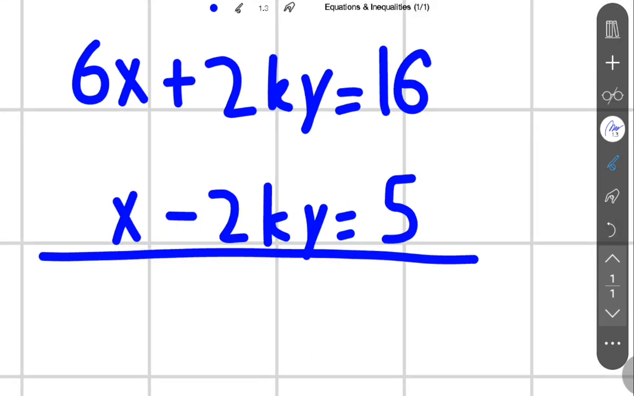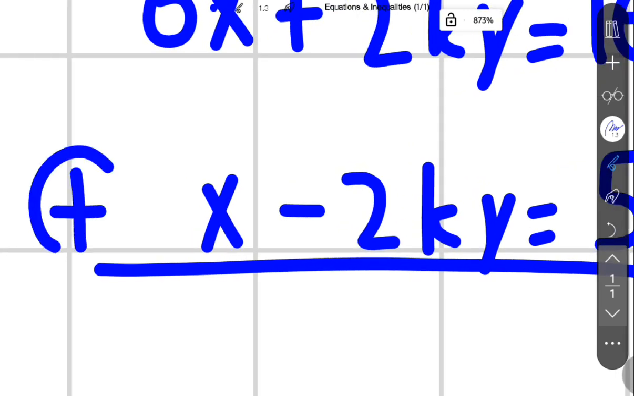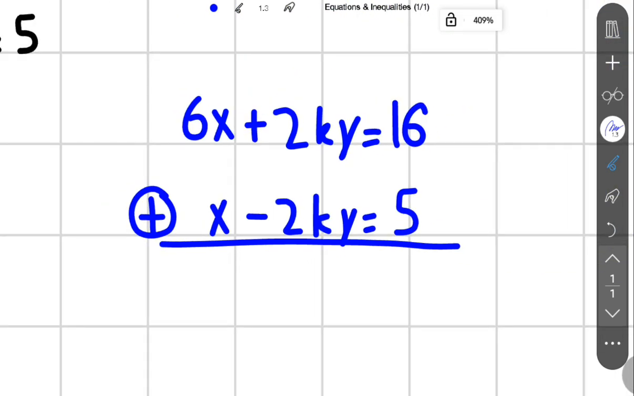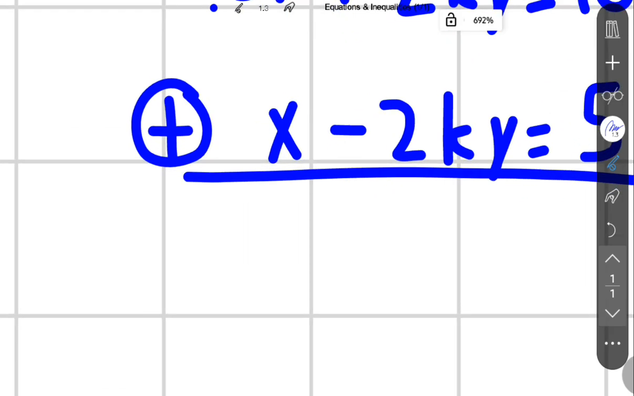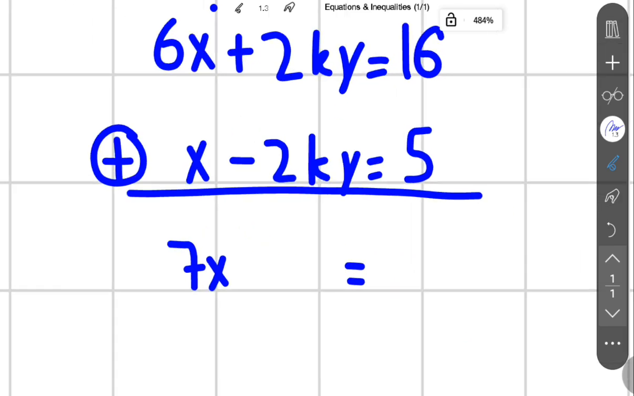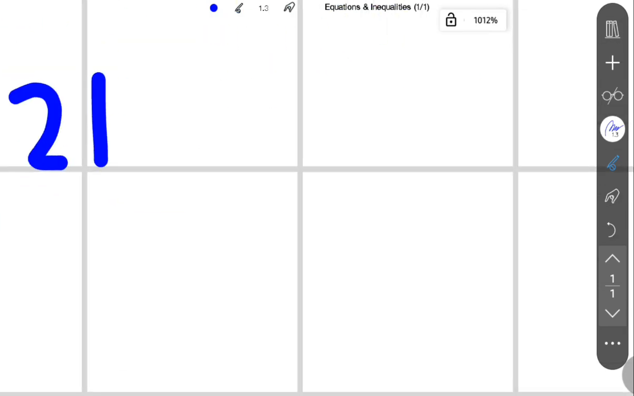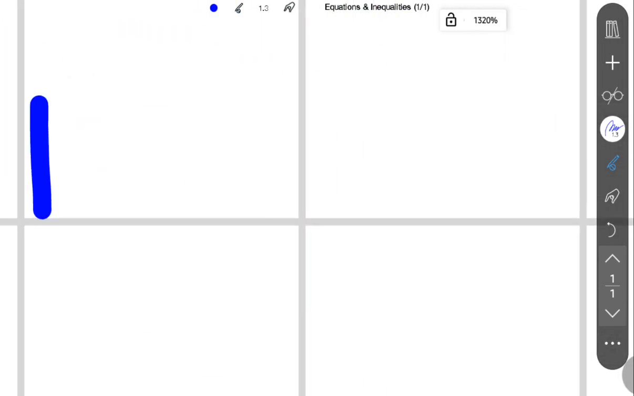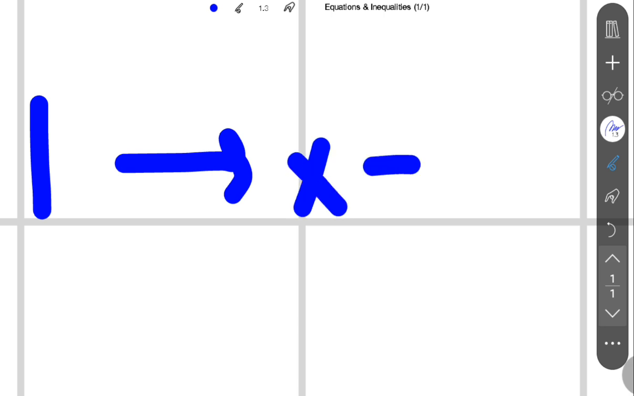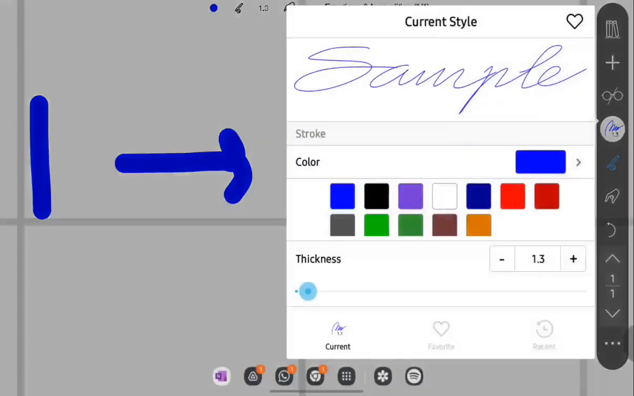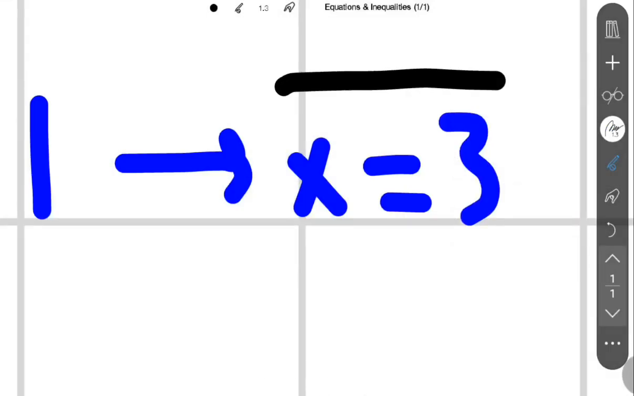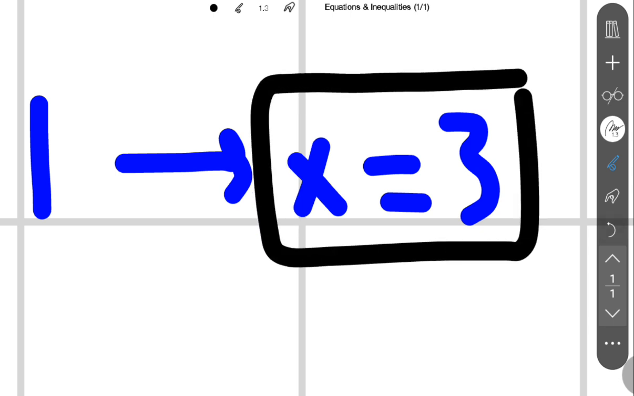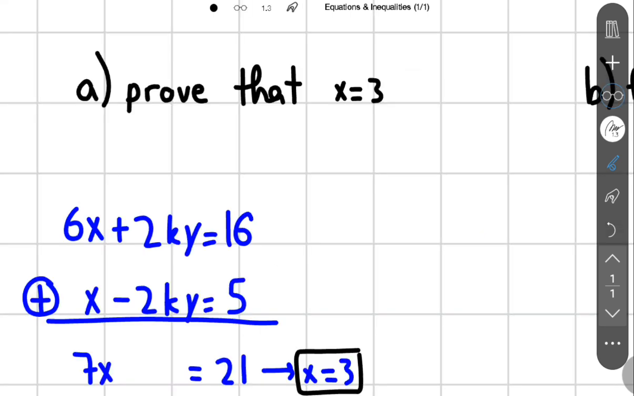If we solve that, 6x plus x will be 7x. 7x equals 16 plus 5, that's 21. So x equals 3. We already proved the first question and answered it. Now, moving on to the second question.